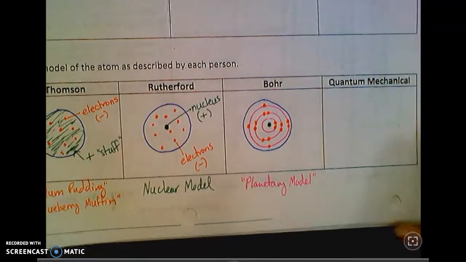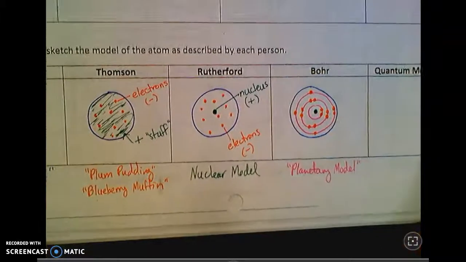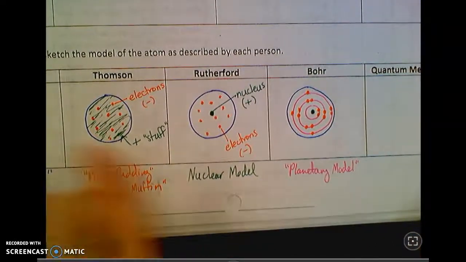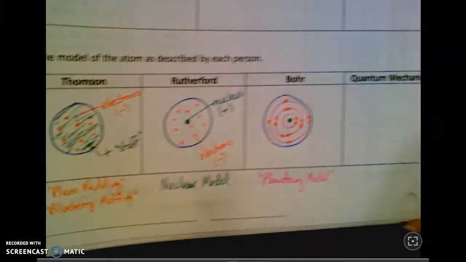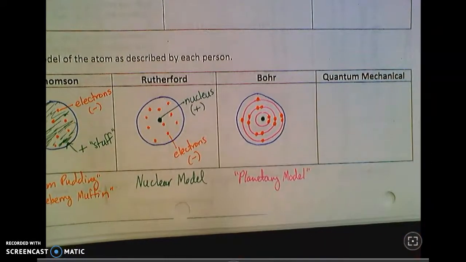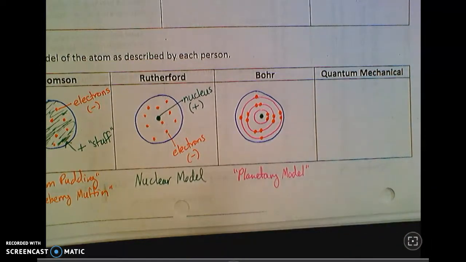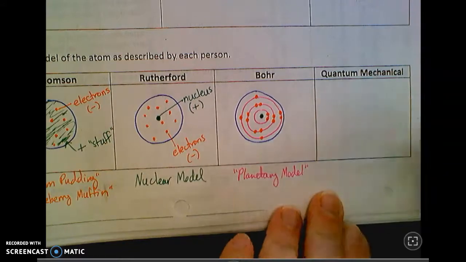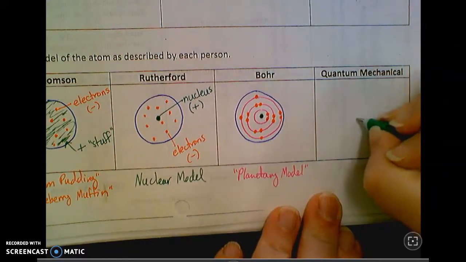model that is the current model of the atom. So all of these have their limitations. The current model of the atom is called the quantum mechanical model. And so if you watched The Big Bang Theory, or if you watched, what was it, Johnny Neutron back in the day, that may be before your time, you've seen that little diagram of the atom.